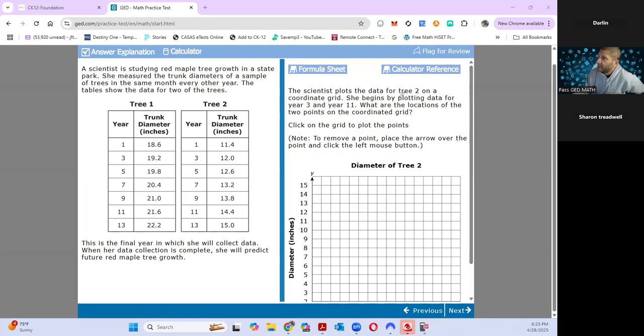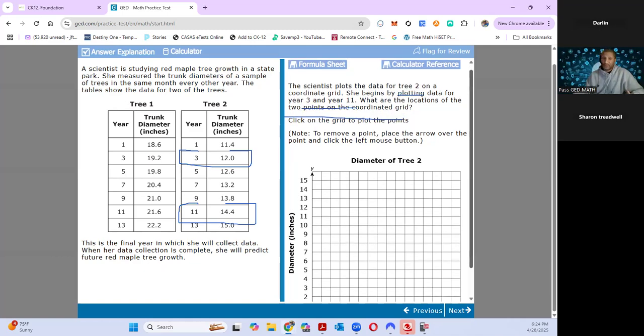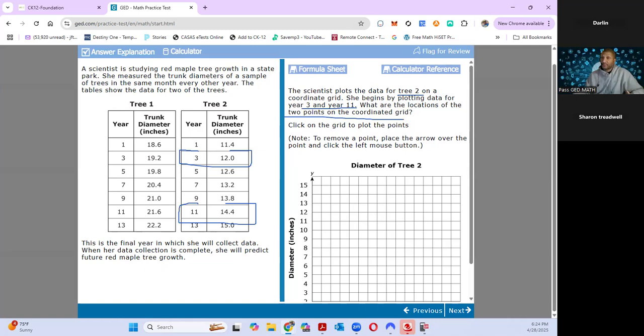The scientist plots the data for tree two. That's important because the information is tree one and tree two. The plot years 3 and 11. What are the locations of the 2 points on the coordinate grid? So we're just looking at tree two, year 3, and year 11. So when we look at that, let's scroll down. We take a screenshot of that.